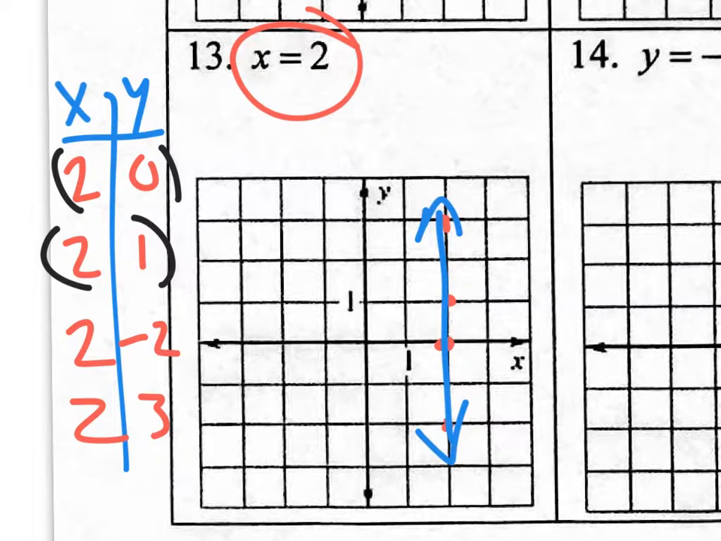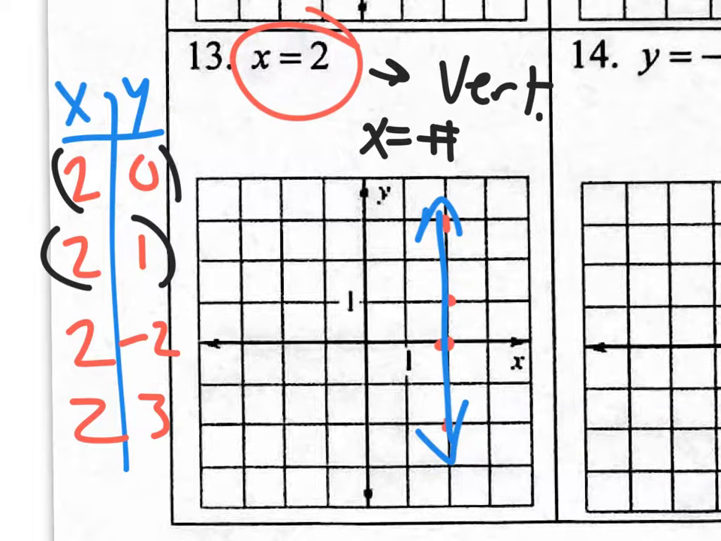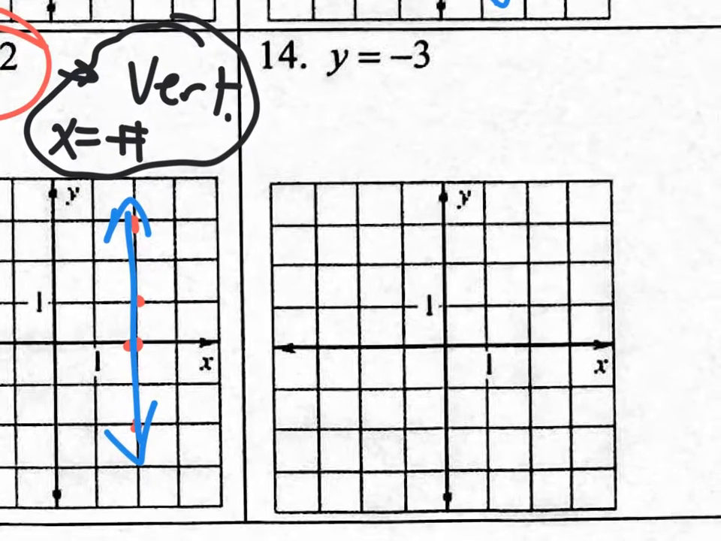Okay? So if you guys are paying attention, something that you could jot down in your notebook or maybe right here on the side of this assignment is that when you have x equals 2, you will get a vertical line. And that's when x equals any number. X equals any number, you end up with a vertical line. It's going to be going straight up and down. When you have y equals any number, it's going to end up a horizontal line, like on number 12, or like on number 14 right next to it, right? Number 14 has y equals a number.